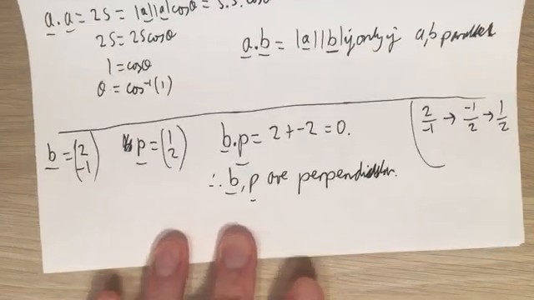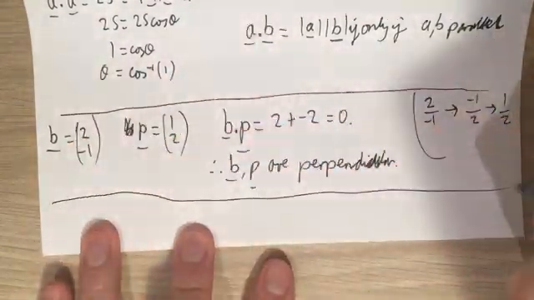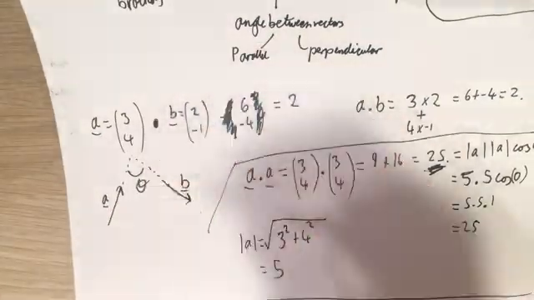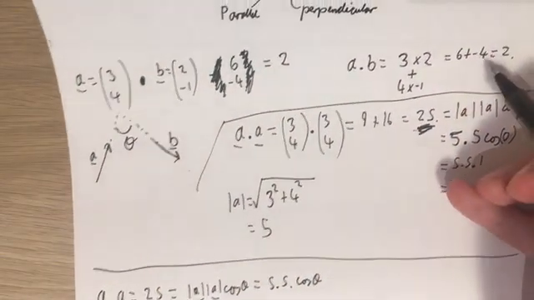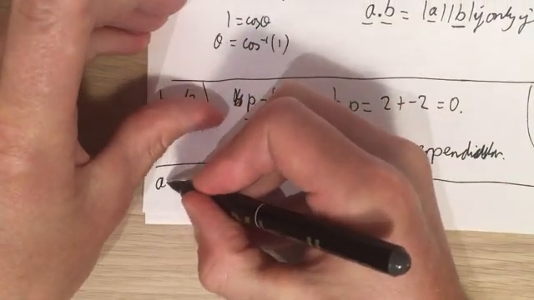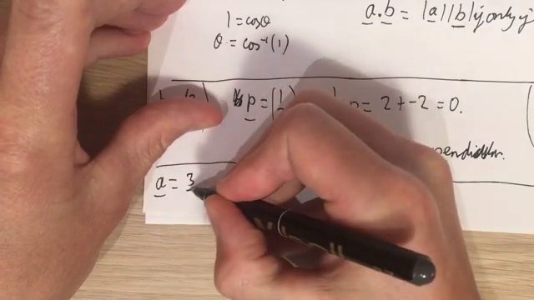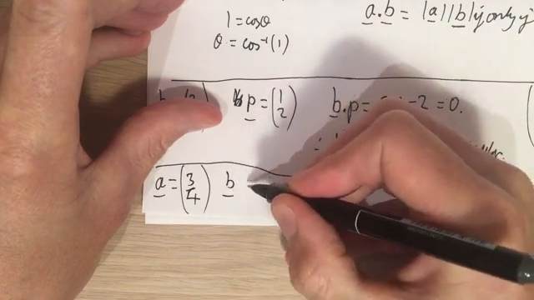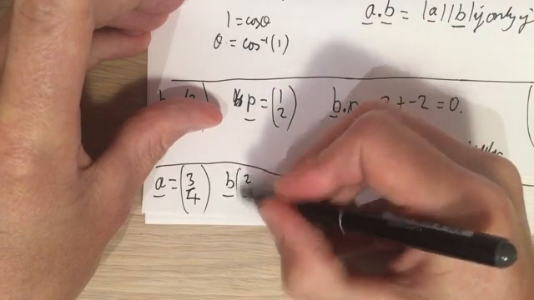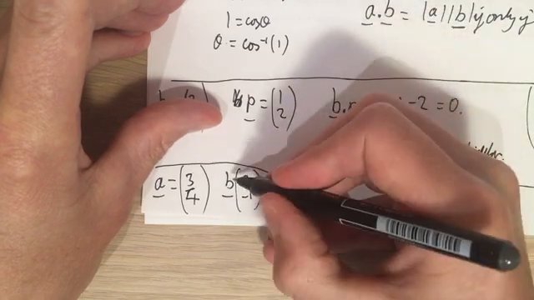Great. Final example, let's find out what the angle was here between A and B. Well, we worked out A dot B, we can do it again for practice. So here we go. A was the vector (3, 4), it's not a fraction. B was the vector (2, -1).